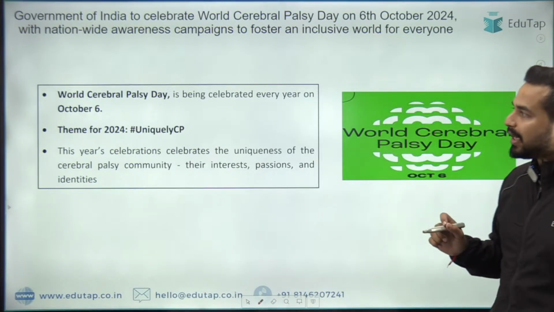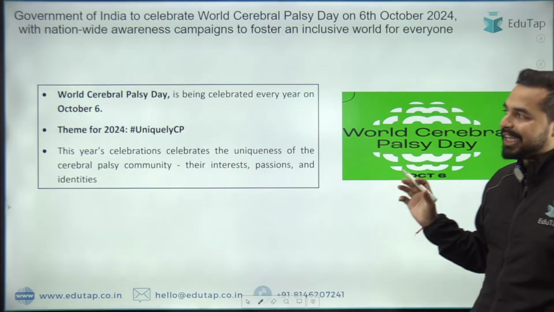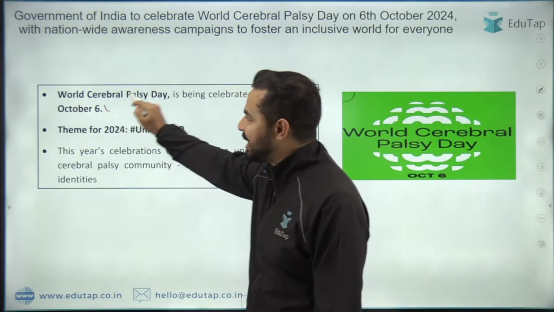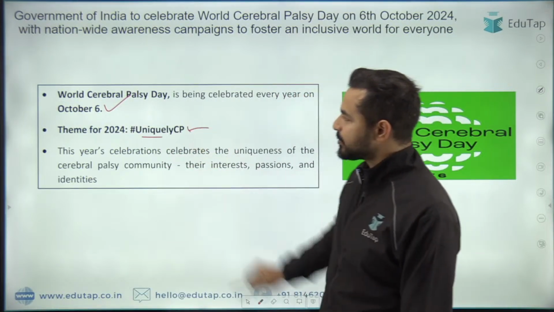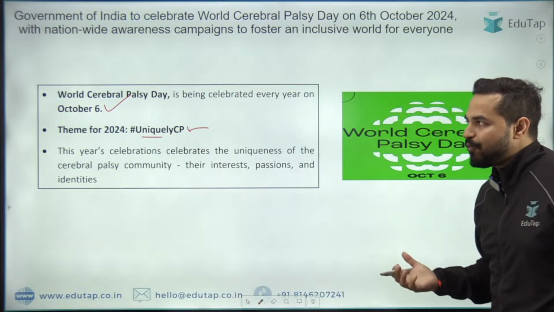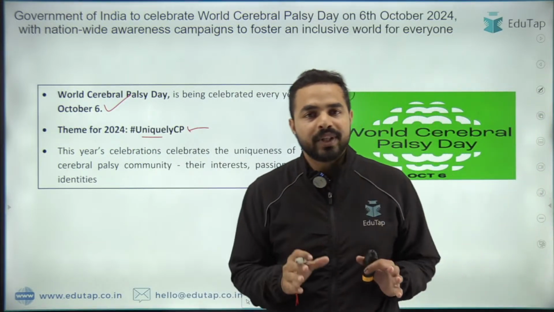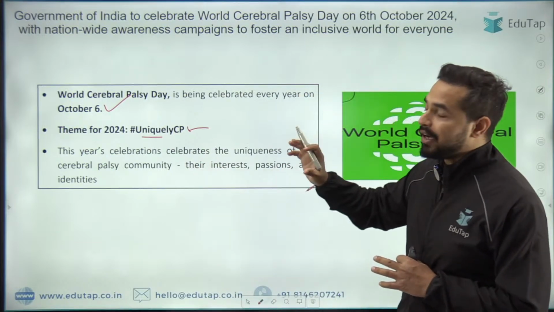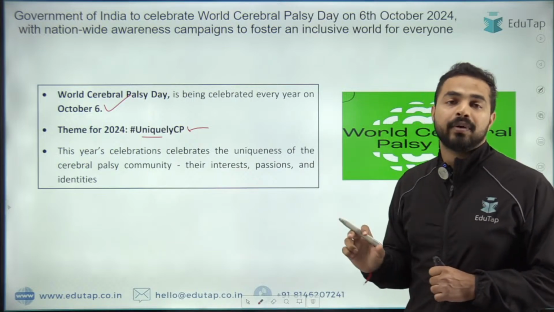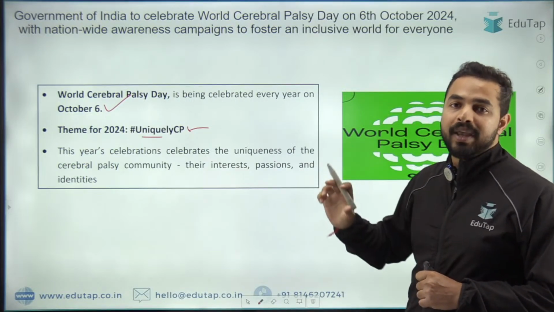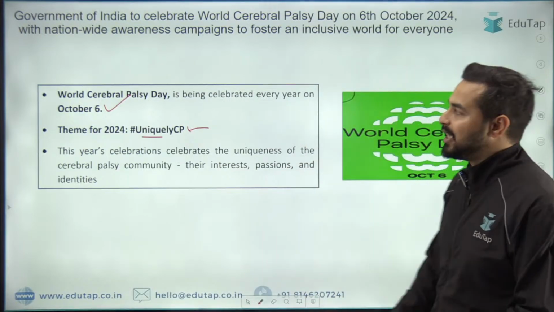Okay, moving on to our next important news, that is the World Cerebral Palsy Day. So every year we celebrate this day on October 6, and this year this particular day is celebrated with the theme of Uniquely CP. So Uniquely CP is basically the theme for this year's World Cerebral Palsy Day that we celebrate every year on October 6. And with this particular day they are basically trying to break the stereotypes that we have against these people, and apart from that, it is also there in order to make the society more inclusive in nature. That is why the World Cerebral Palsy Day is celebrated.